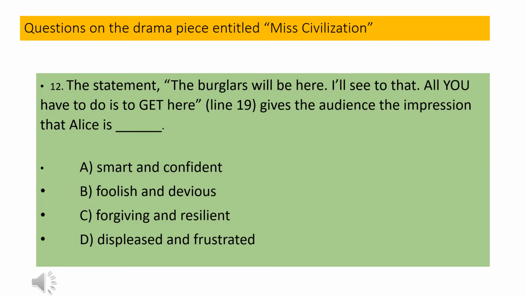Read the statement. The burglars will be here. I'll see to that. All you have to do is to get here. Line 19 gives the audience the impression that Alice is A, smart and confident, B, foolish and devious, C, forgiving and resilient, or D, displeased and frustrated? Do you know the answer? Let's see.